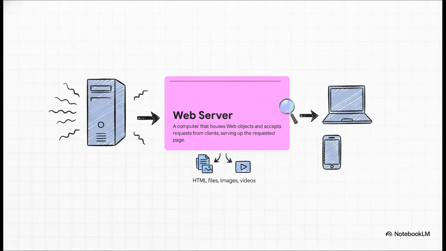So to put a slightly more formal definition on it, a web server is basically a specialized computer that hosts a website. And that just means it stores all the files that make up the site. The text, the images, the videos, all of it. Its main job is to just sit there, connected to the internet, and listen, waiting for a browser, a client, to ask for one of those files.